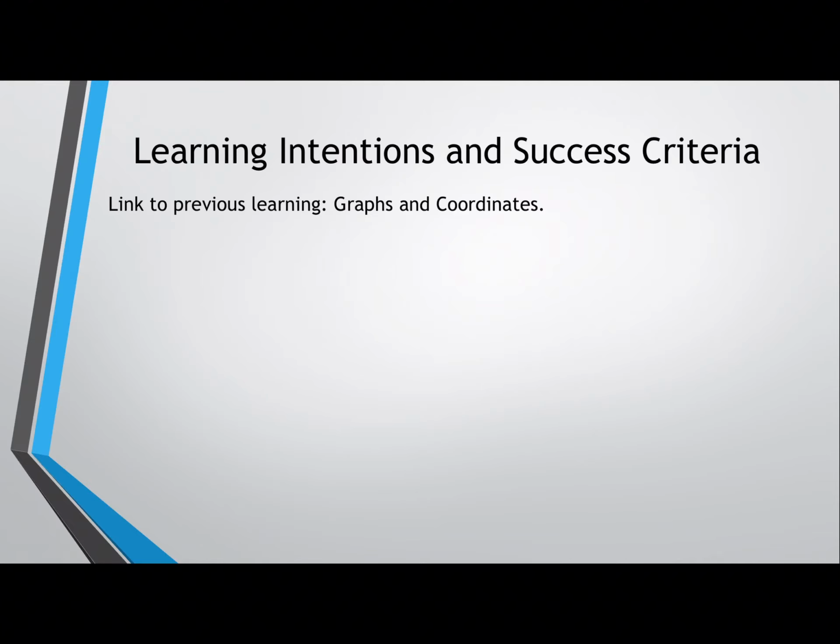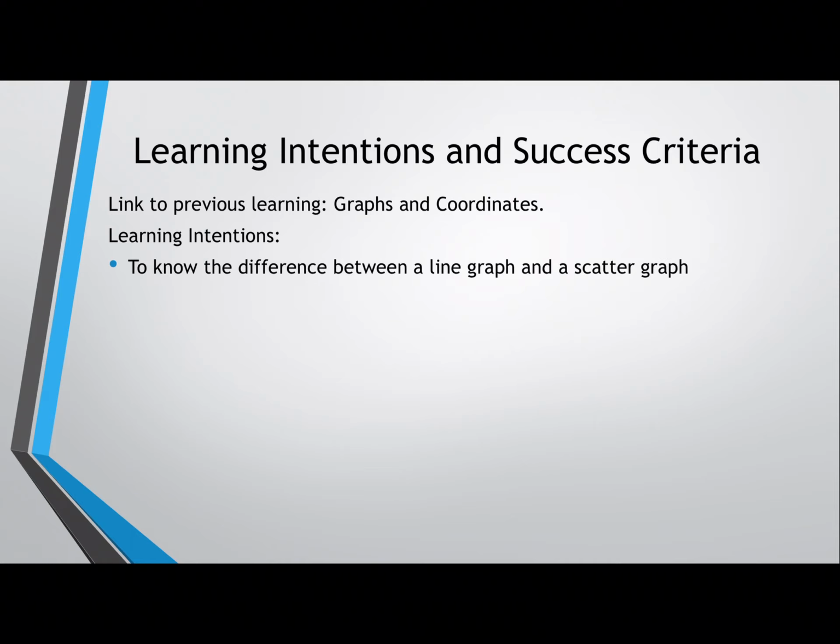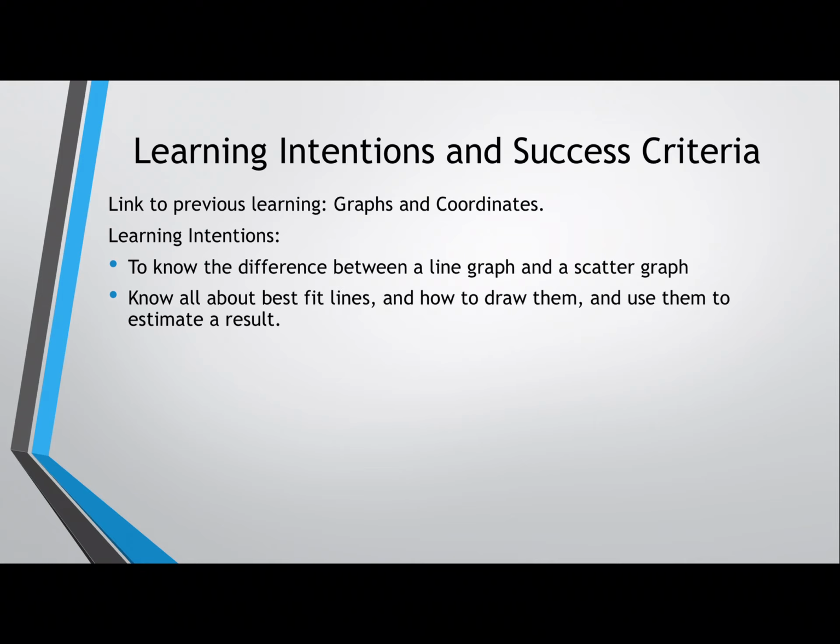So our previous learning is we've done graphs in general, and we've done coordinates. We've probably or possibly done scattergraphs before, but this is making sure that we know exactly what we're doing and expressly stating all these things once again, as a wee reminder if we've done them before. So our learning intentions. First thing is to know the difference between a line graph and a scatter graph, because they are not the same thing. Certainly not in maths anyway.